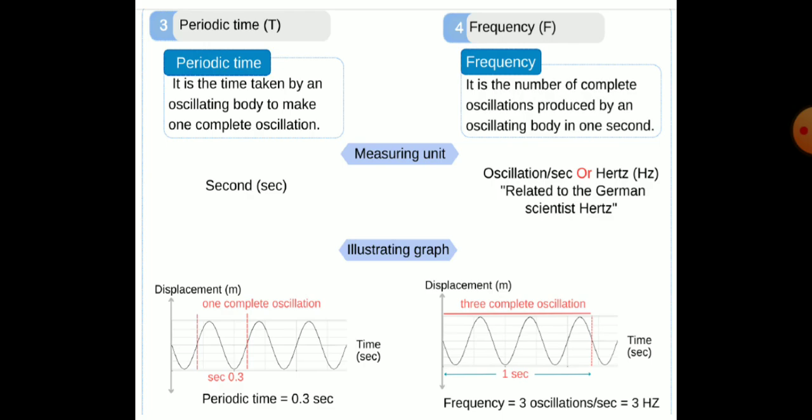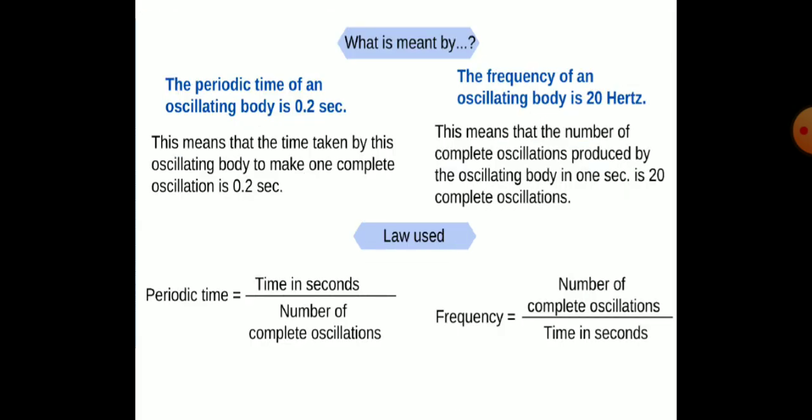So after that, we're going to talk about the measuring unit. So the measuring unit of periodic time is second, and the measuring unit of frequency is oscillation per second, or hertz, relative to the German scientist Hertz. And this is about the graph. Perfect. So now we have two questions.